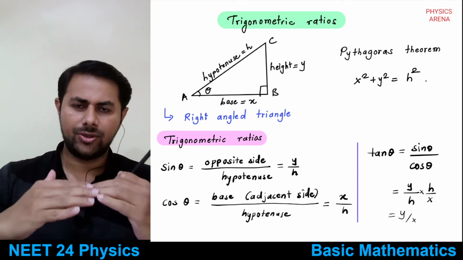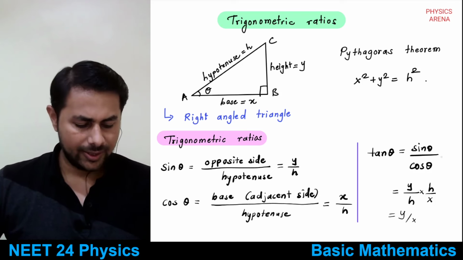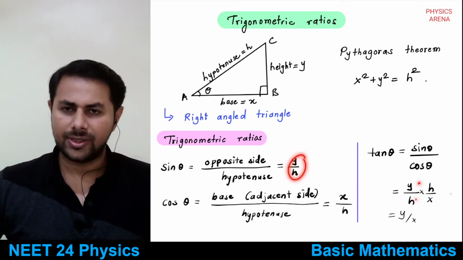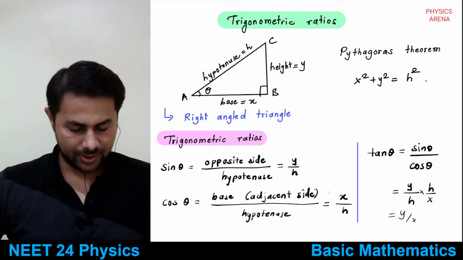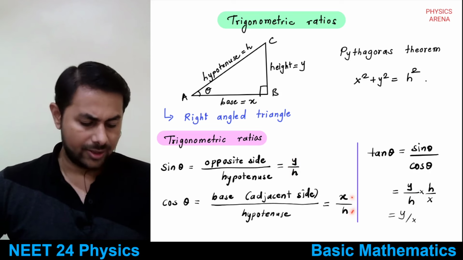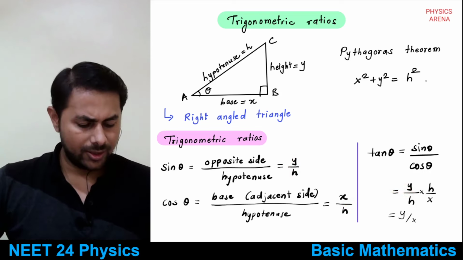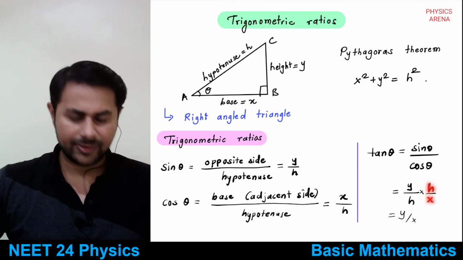It is the ratio of sine theta to cos theta. Tan theta is sine theta divided by cos theta. So what is sine theta? y by h. And what is cos theta? It is x upon h. Now dividing by x upon h is multiplying by its reciprocal. So we write h by x.